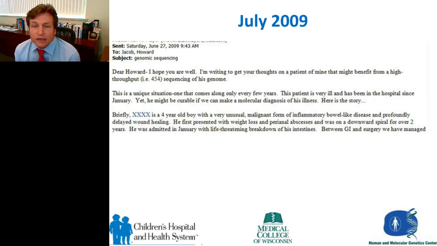wound healing. He first presented with weight loss and perianal abscesses and was on a downward spiral for over 2 years. He was admitted in January. Mind you that this is July 27th with a life-threatening breakdown of his intestines, and they've been trying to keep him alive. So long story short, Alan asked, could we sequence his genome and figure out what was wrong with him? We, at the time, looked into this, and the best we could do would be whole exome sequencing, which was going to cost, just for the wet lab work, about $75,000.